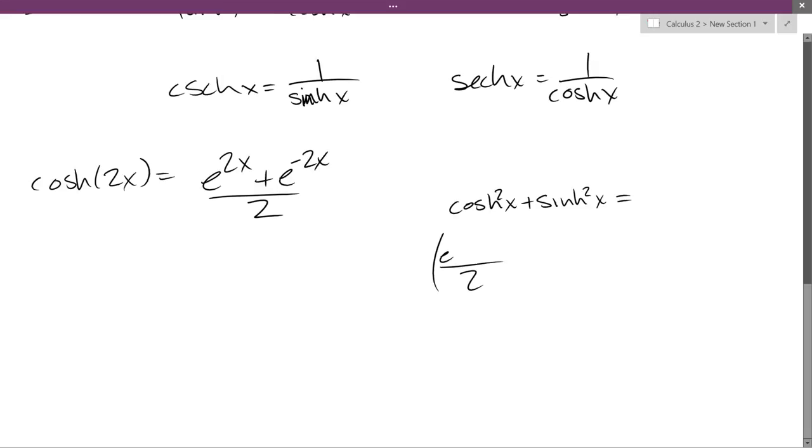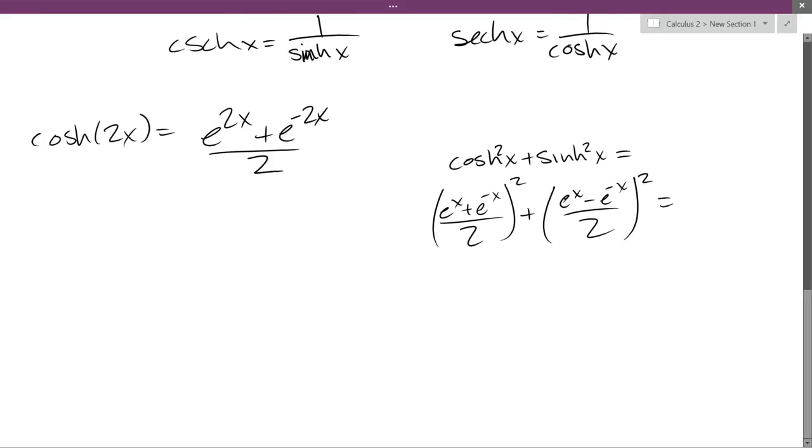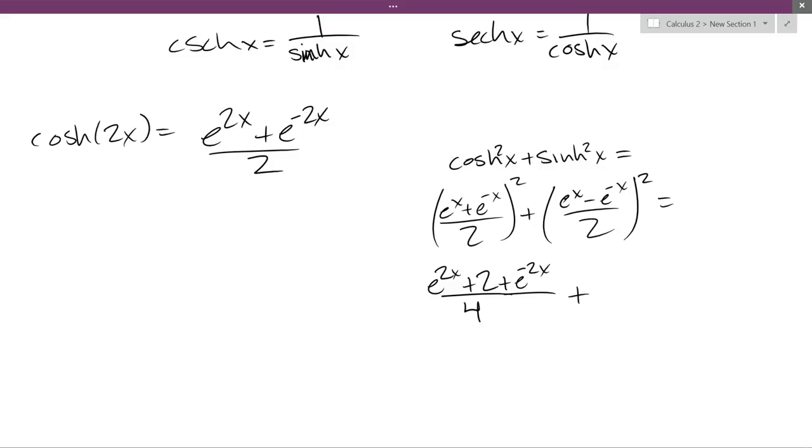So cos is e to the x plus e to the minus x over 2, plus sine is e to the x minus e to the minus x over 2. We're squaring them, adding them together. So we get over 4. And when we FOIL the top, we have e to the 2x plus 2 plus e to the negative 2x. Did I do that right? Yes. Why is my inside-outside term the number 2? What's e to the x times e to the negative x?